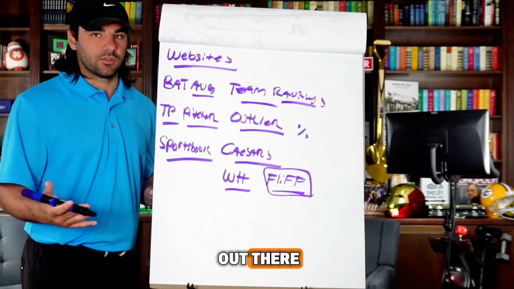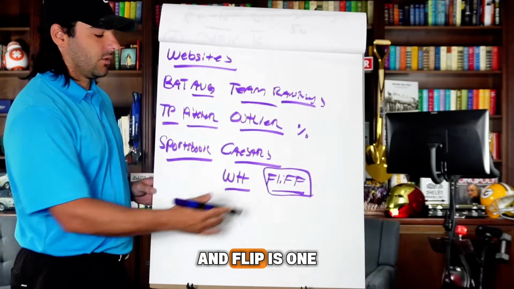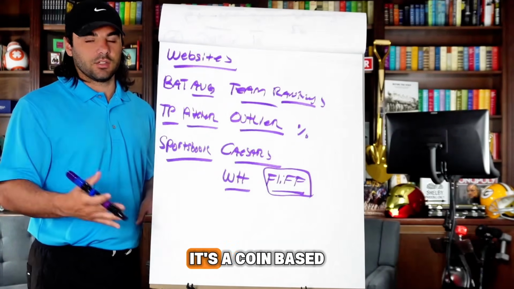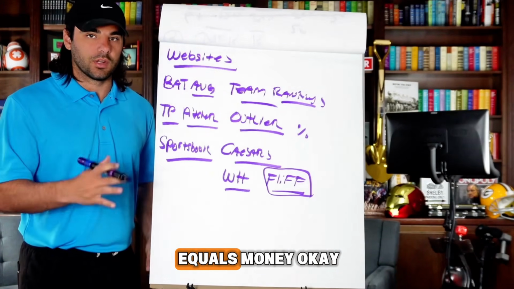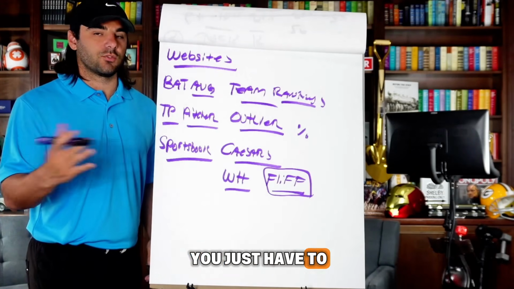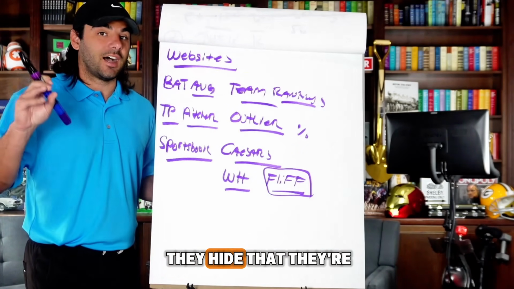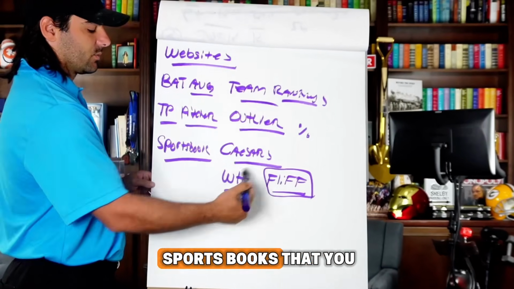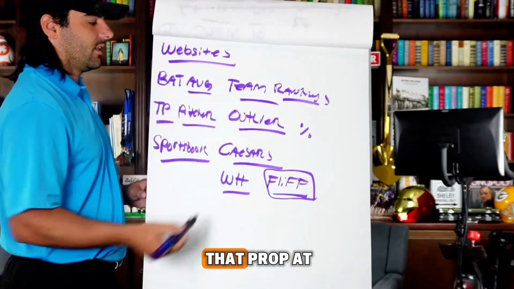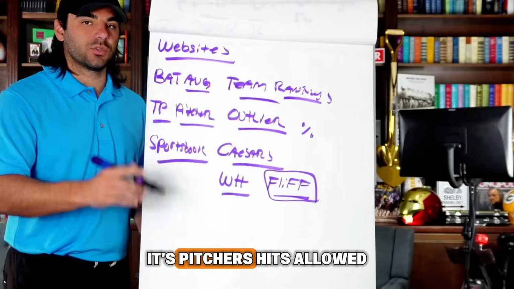There's multiple of those out there, sweepstakes sportsbooks, and Flip is one of the ones that are like that, okay? It's a coin-based kind of thing. You buy coins and you go 1-to-1 where it equals money, okay? It's the same thing, you just have to transition it. It's kind of how they hide that they're a sports book. That's pretty much what they do, all right? But these are the sports books that you could use to find that prop at, okay? Remember, it's pitchers, hits, allowed.